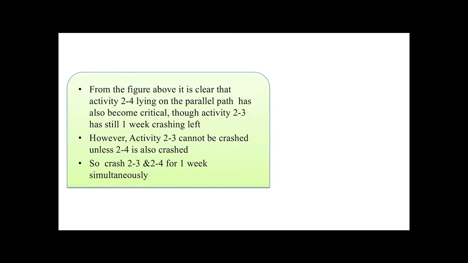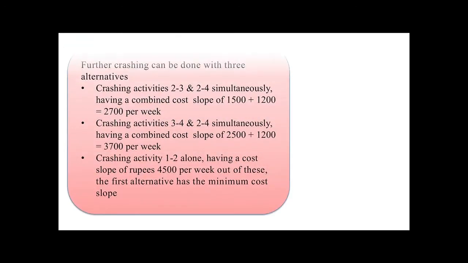From the above figure, it is clear that activity 2-4 lying on the parallel path has also become critical now. So activity 2-3 cannot be crashed unless 2-4 is also crashed. Now we have to crash both the activities simultaneously to reduce the duration. So we'll crash both simultaneously by 1 week now. So because of crashing, what will happen now?